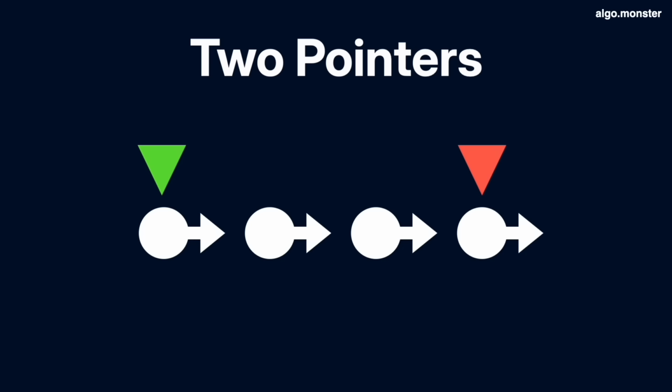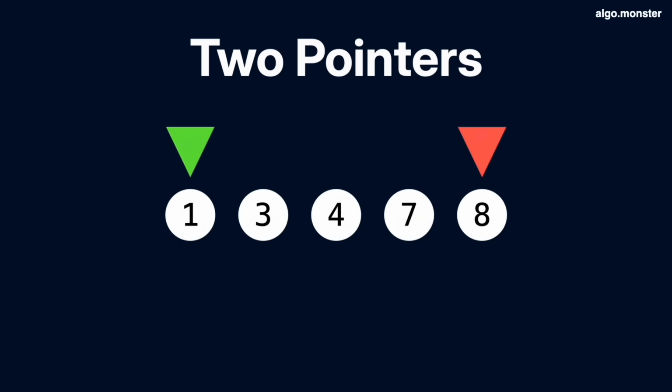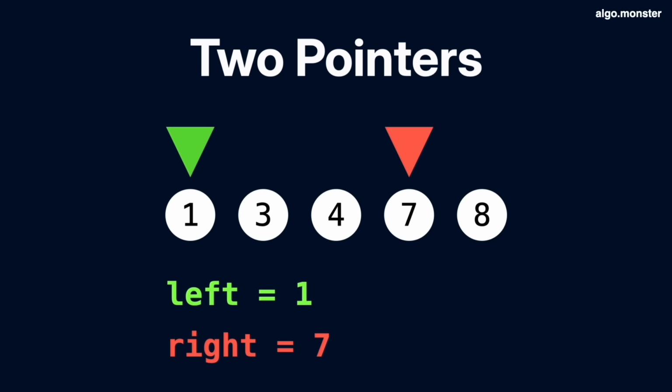At a high level, two pointers is exactly what it sounds like. You use two indices, or pointers, to move through a structure, usually in a way that helps you avoid nested loops or repeated scanning. You can think of it as reading a book with two fingers. One tracks the start of something, the other tracks the end. The trick is in how they move, and why.